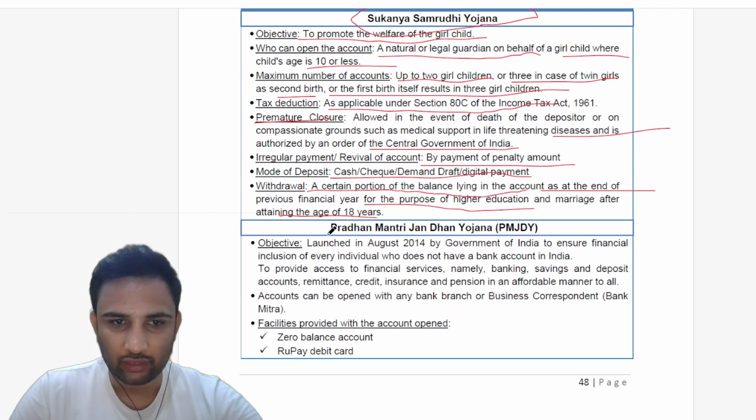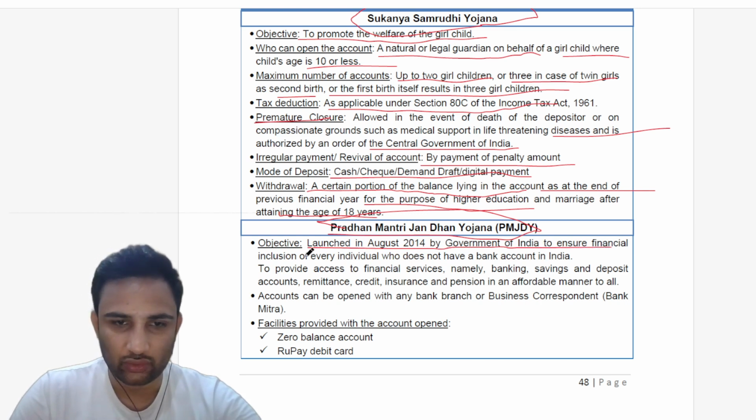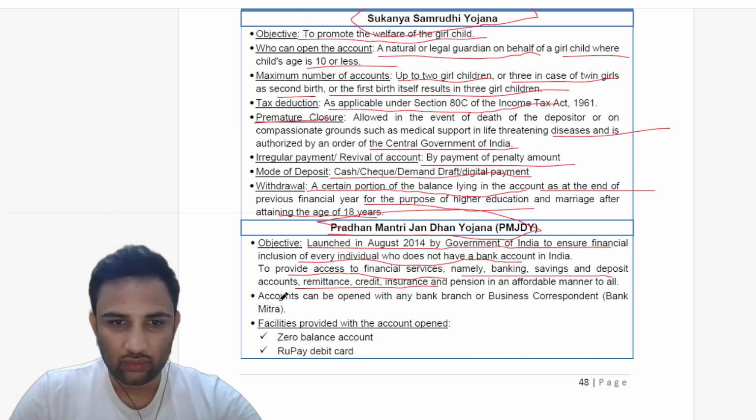Pradhan Mantri Jan Dhan Yojana. So the objective is that it was launched in August 2014 by the Government of India to ensure financial inclusion of every individual who does not have a bank account in India, to provide access to financial services, namely banking, savings and deposit account, remittance, credit, insurance and pension in an affordable manner to all. Accounts can be opened with any bank branch or business correspondent or Bank Mitra.